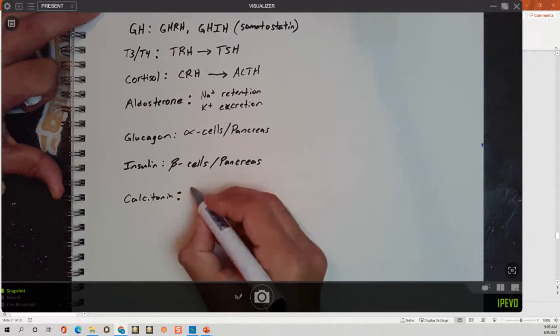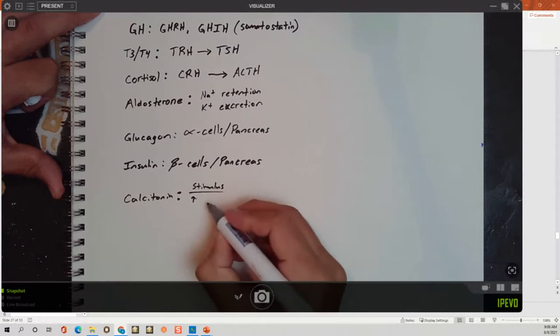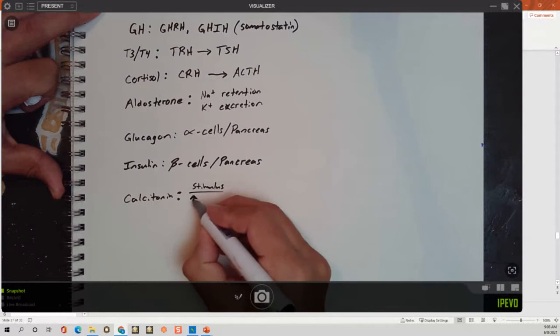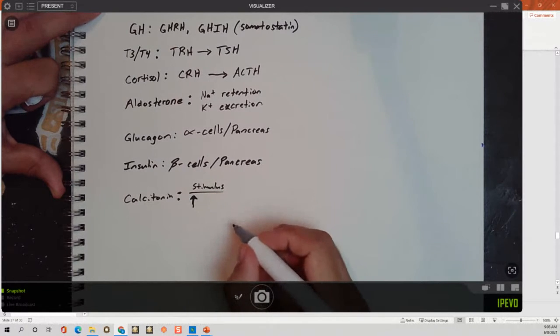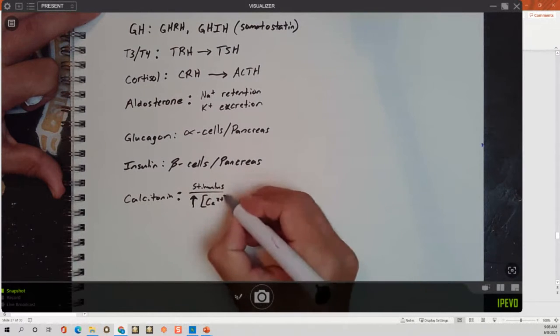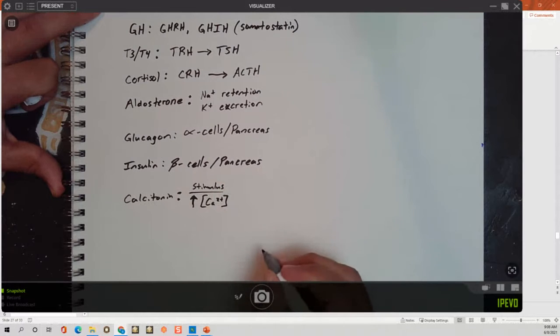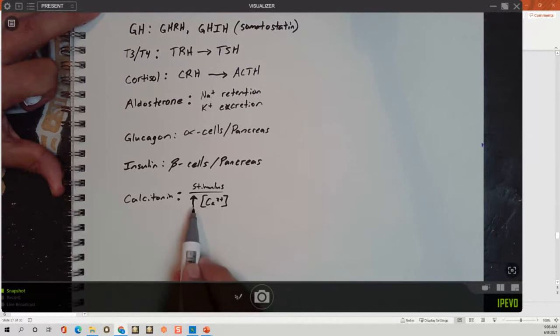Calcitonin stimulus was an increase in blood calcium levels. By the way, I don't know if you know abbreviations in science yet for some of this stuff. If I write calcium with brackets around it, like this, it means concentration. Anything in science, if you're looking through a textbook, if you ever see brackets around a word, it means concentration of. So this is an increase in the concentration of calcium.